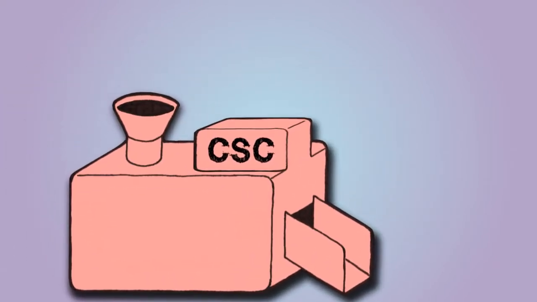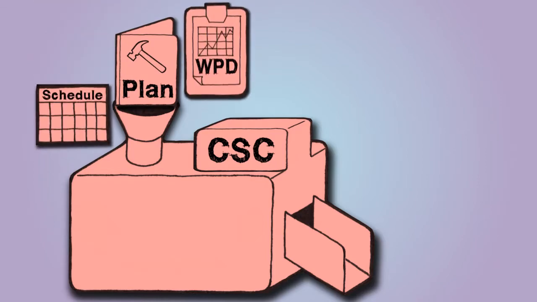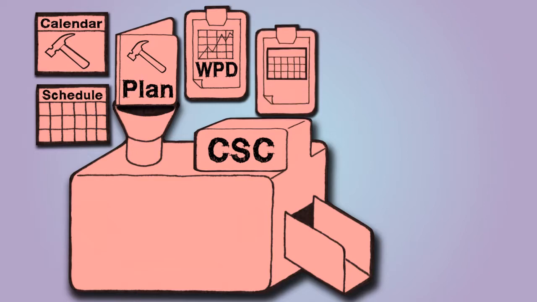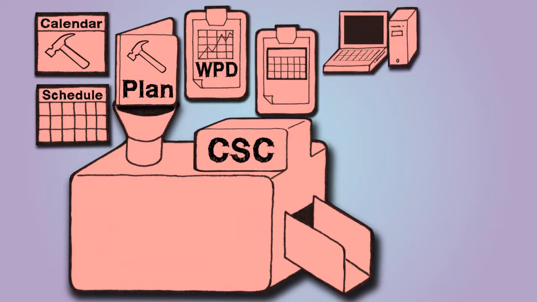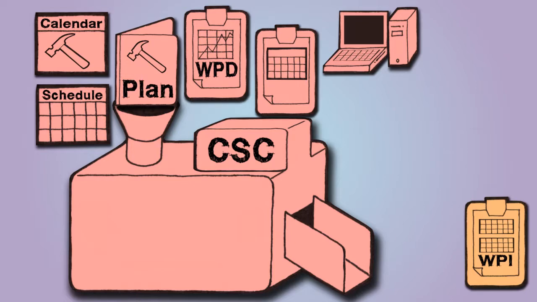The inputs into the control schedule process include the project management plan, the project schedule, work performance data, project calendars, schedule data, and organizational process assets. It's important to note that if work performance data is an input to a process, work performance information will usually be an output of that process. When data is analyzed in a process, it turns into information.